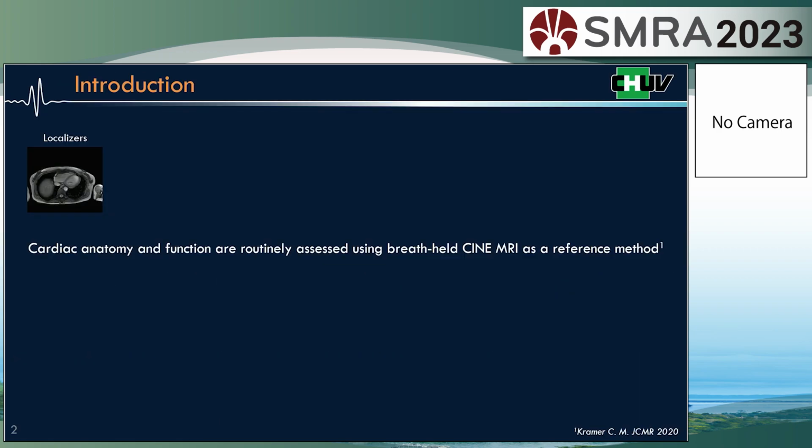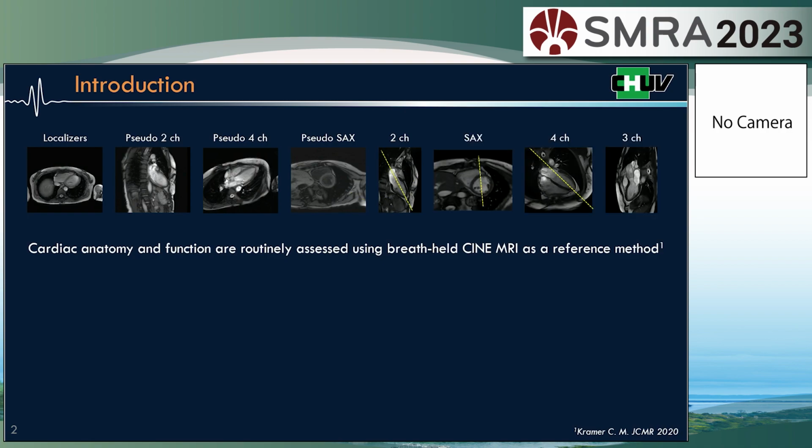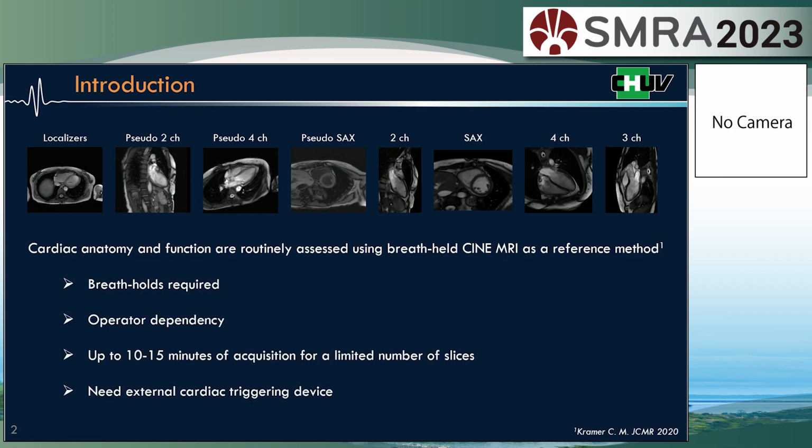So, cardiac anatomy and function are routinely assessed using 2D cine MRI, implying planification to reach the 2D slice of interest, and this procedure has several drawbacks, such as the need for patient cooperation for the breath-hold, some operator dependency, time taken for every 2D slice for planification and acquisition, and also the need for an external cardiac triggering device.